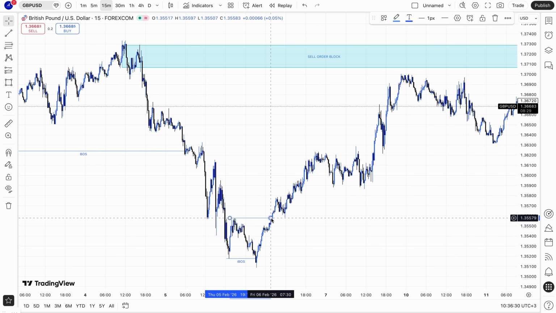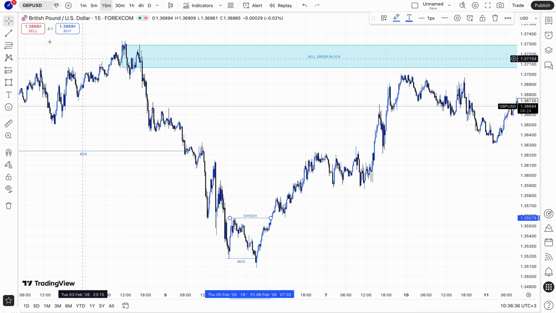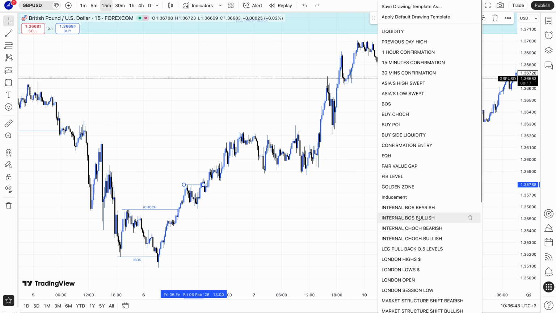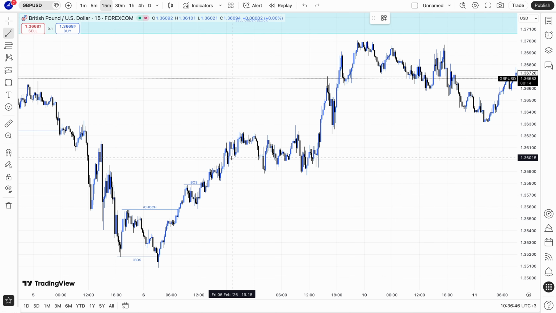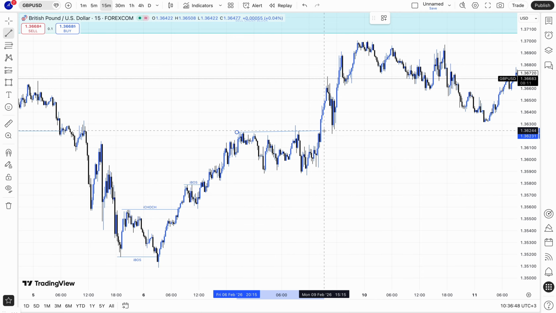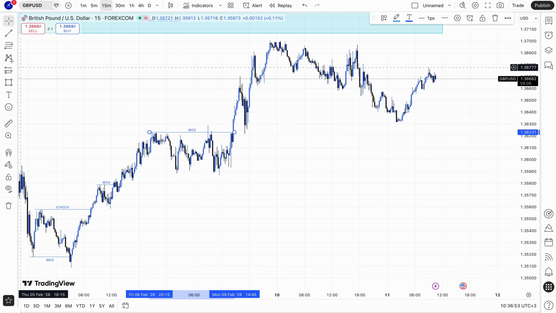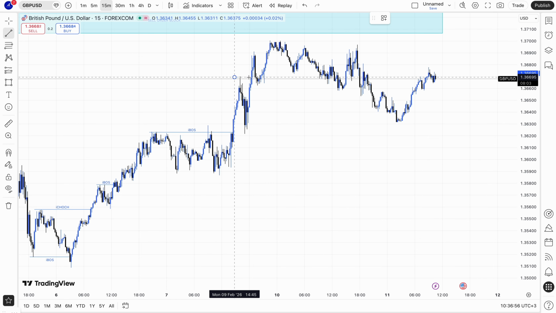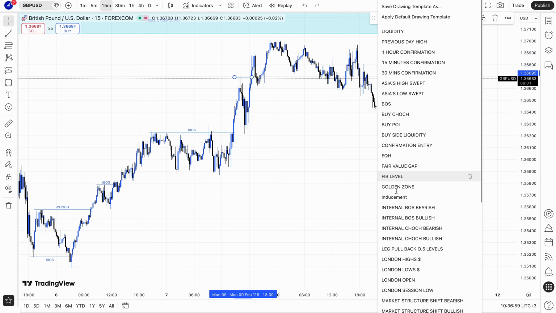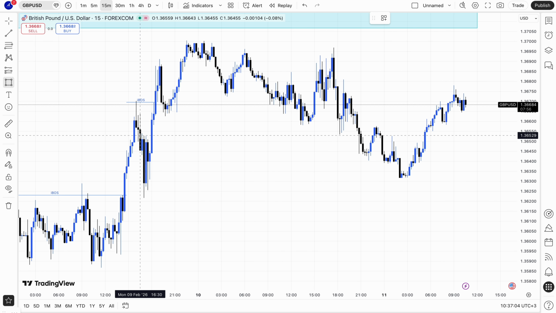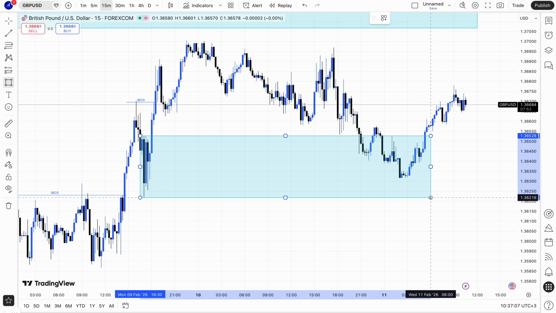As you can see, then we had our break of structure to the upside. Break of structure to the upside. Then you had another break of structure to the upside, and the price reacted very well on this demand zone here, right here.